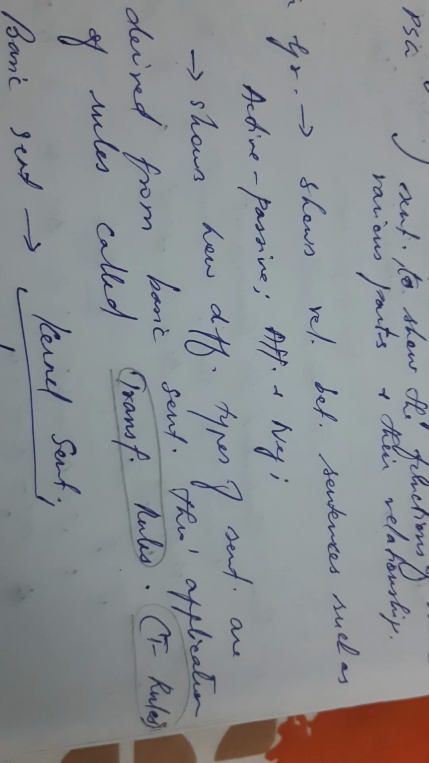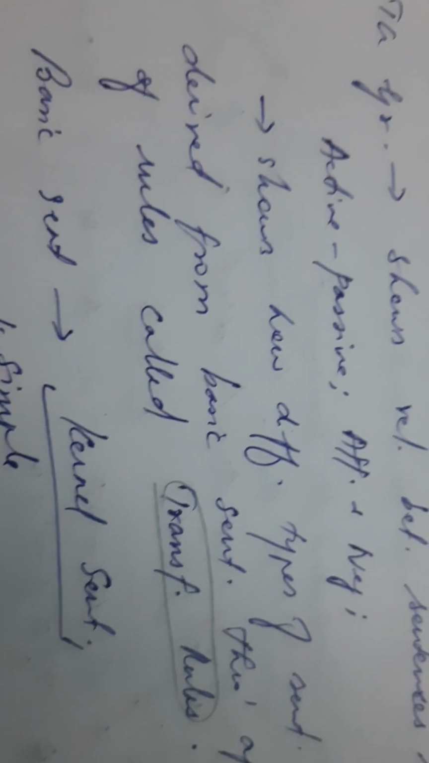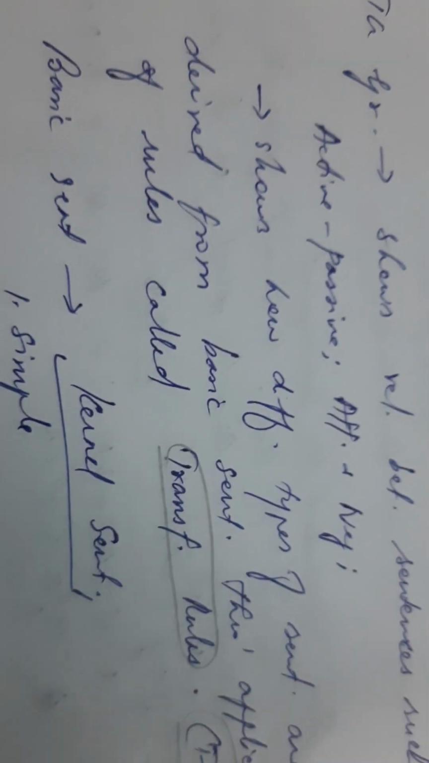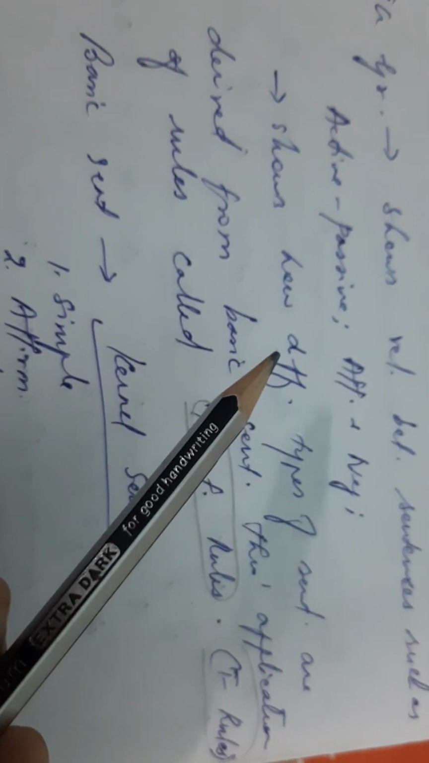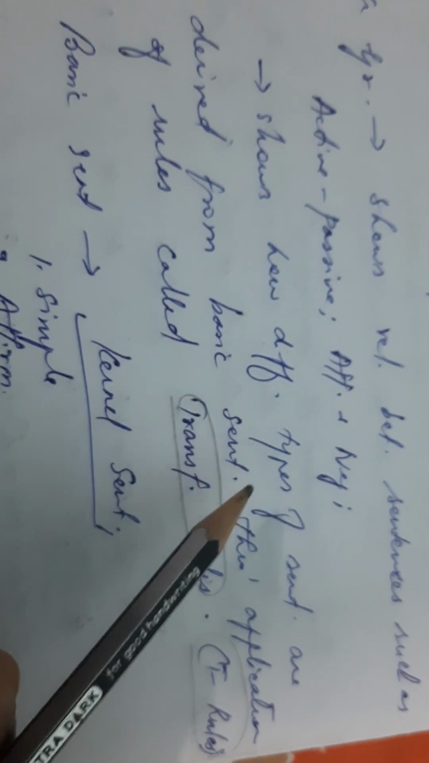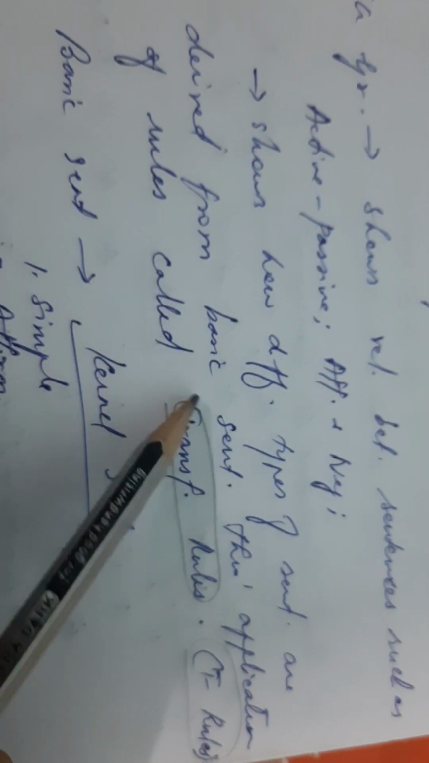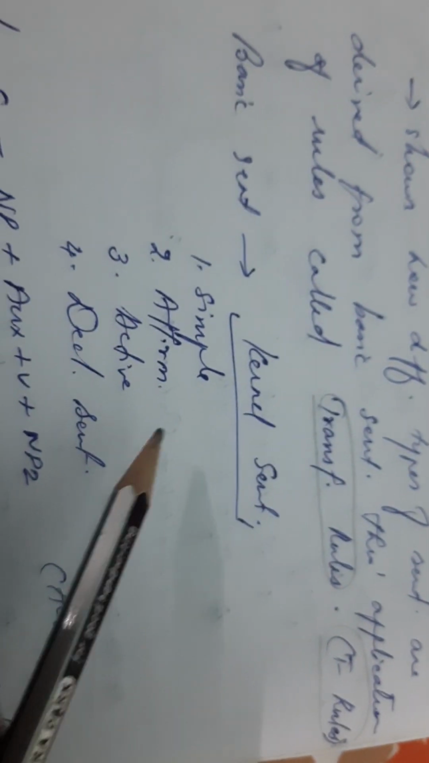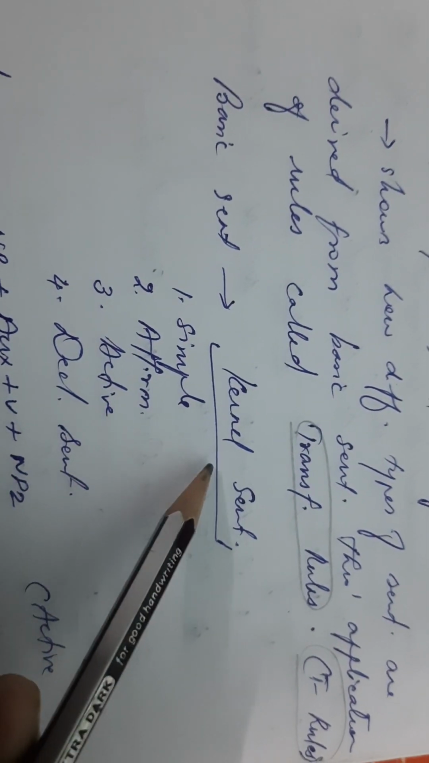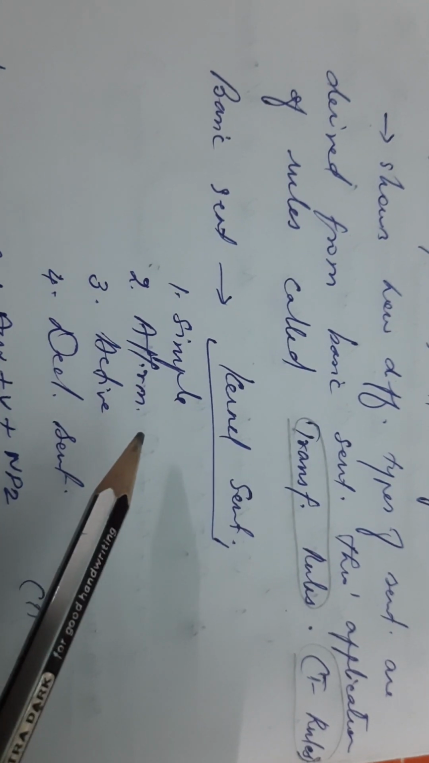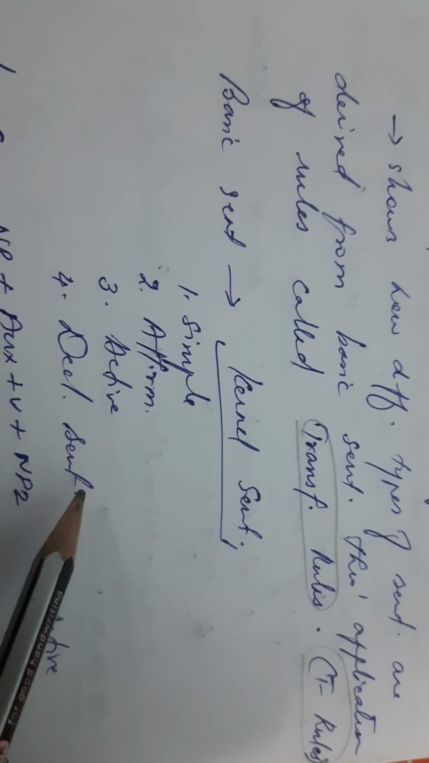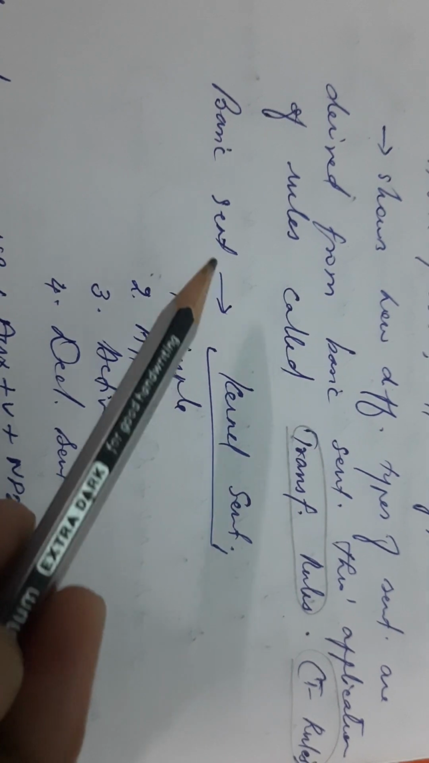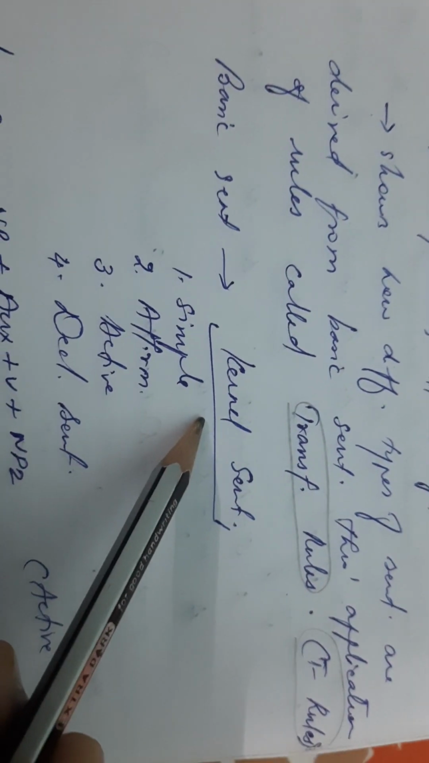Okay, so to elaborate, in this TG grammar, they show how different types of sentences are derived from a basic sentence, and this basic sentence is actually called a kernel sentence. Okay, so what are actually basic sentences? Mainly these are called the basic sentence or kernel sentence. Simple sentences, affirmative sentences, active sentences, and declarative sentences, they are actually basic sentences, which are called kernel sentences.